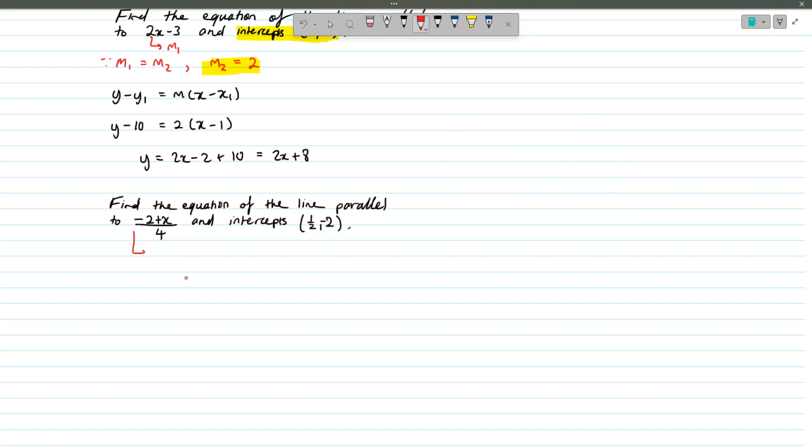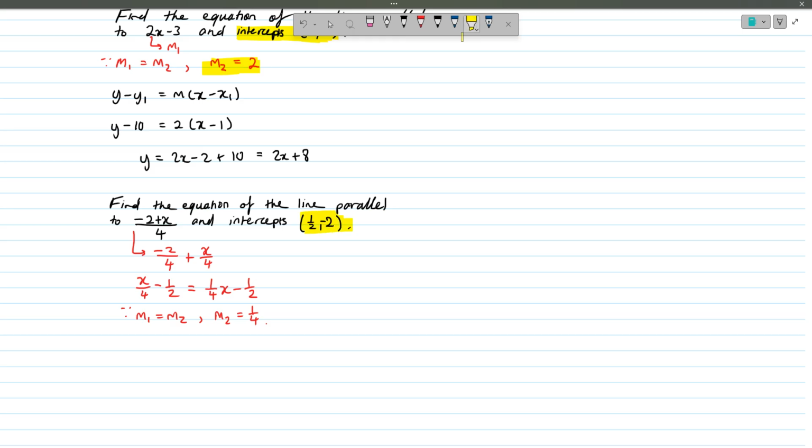So in this case, if we were to break this down and split the fraction, it's just going to be negative 2 over 4 plus x over 4, which is the same thing as x over 4 minus half, which is also the same thing as saying 1 over 4 x minus half. The reason why I know it's 1 over 4x is because x over 4 is the same thing as 1 over 4 times x. So in this case, we know that since m1 is equal to m2, and m1 is 1 over 4, we would say m2 is equal to 1 over 4.